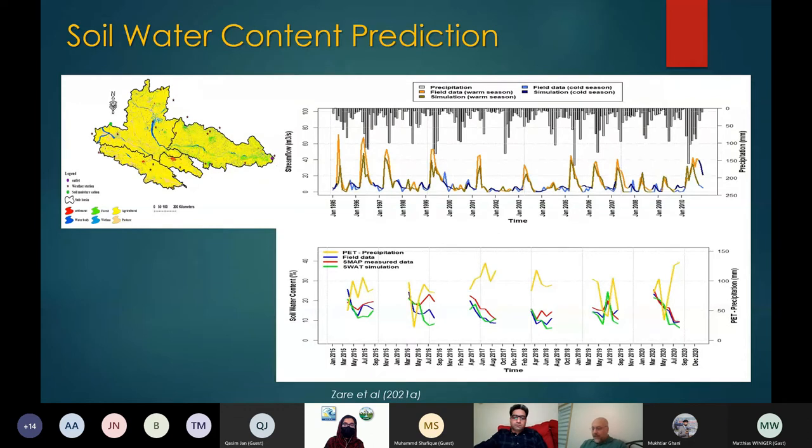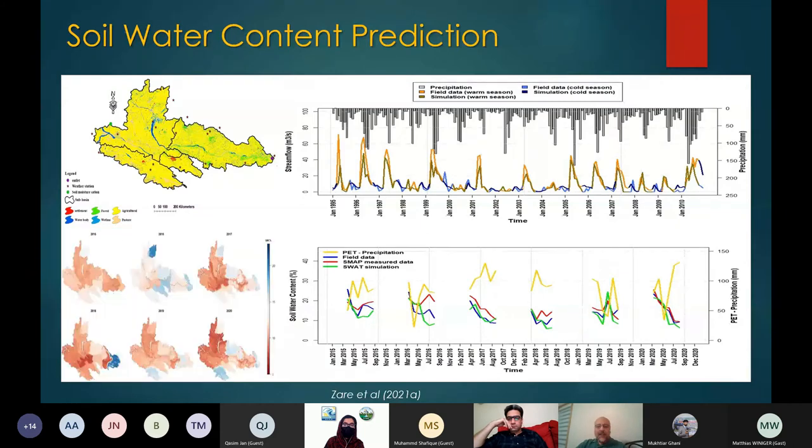The model basically is telling us that the western part of the region is becoming drier in comparison to the eastern part from year to year. He's comparing from 2015 all the way to 2020. This work is not yet published, but he's working on it.